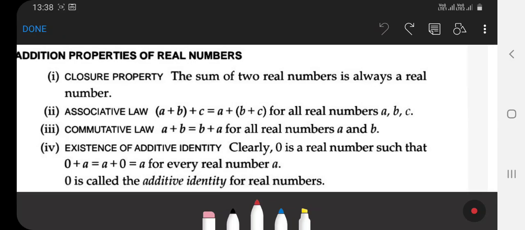Existence of additive identity. Clearly we know that 0 is a real number such that 0 plus a is equal to a plus 0, which is equal to a, for every real number. So 0 is called the additive identity for the real numbers.